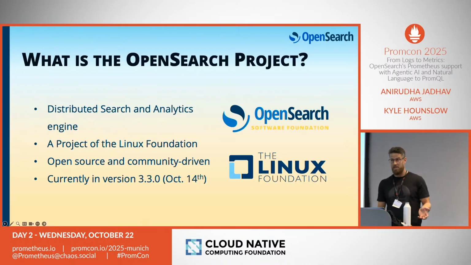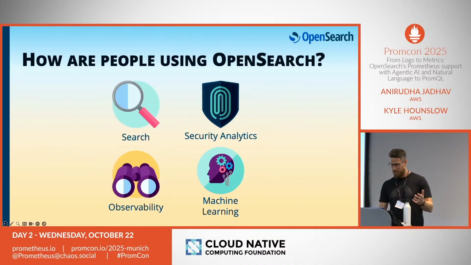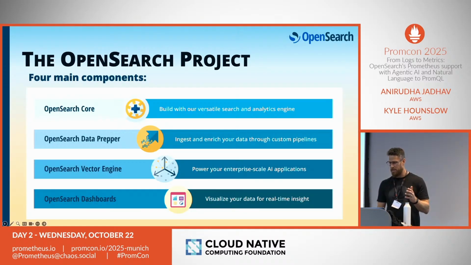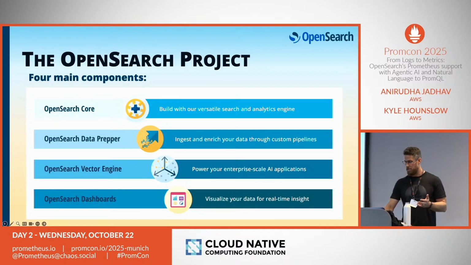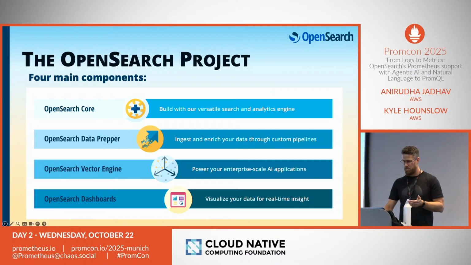So OpenSearch is an open source distributed search and analytics engine and a project of the Linux Foundation. We have a vibrant and fast growing community of over 3,000 contributors, so if you're interested, please check us out. OpenSearch is being used for search, of course, but quite a large number of our users are also ingesting their logs and traces for observability and security analytics, as well as their vector embeddings for machine learning. The four main components of the project: OpenSearch Core, which is the main search and analytics engine; Data Prepper for ingesting data into your search index; and the Vector engine, which powers AI features like semantic search, retrieval augmented generation, and dashboards for exploring and visualizing your data.